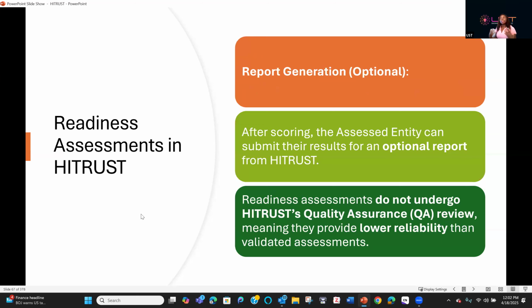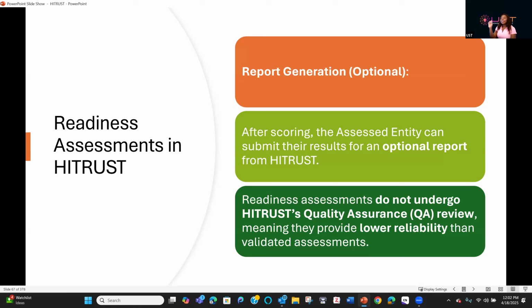Then after that, what happens? Report generation. We have it as an optional one. They say after scoring, the assessed entity, that's the organization, can submit their report for an optional report from HITRUST, right? You can do that because you've corrected and remediated everything, gone through the corrective action plans, and fixed everything. Then it's up to you if you want an optional report.